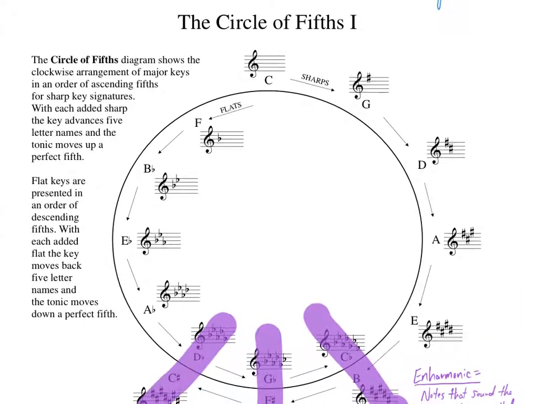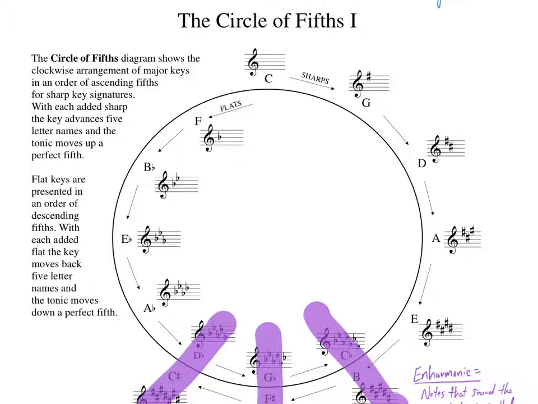Now let's go back up and finish reading our second half, now that we understand that if we go to the right, that's going to be a fifth, and that spells out the next major scale. The next part, flat keys, are presented in an order of descending fifths. With each added flat, the key moves back 5 letter names and the tonic moves down a perfect fifth.